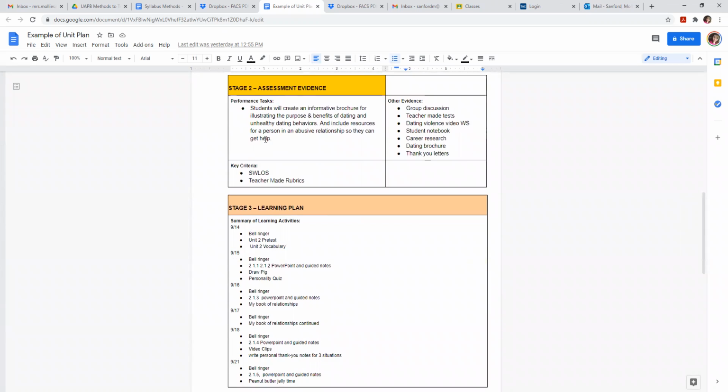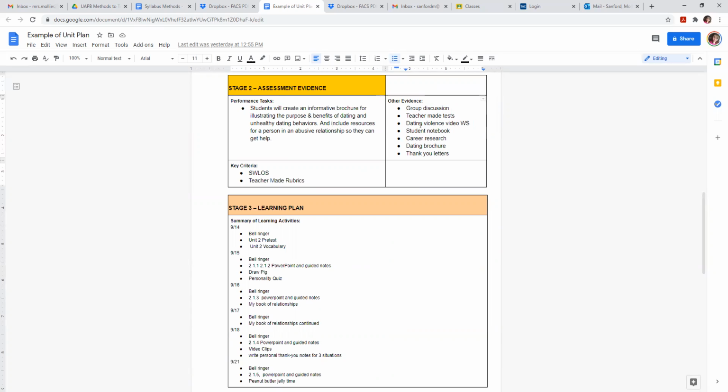Performance tasks, that's like a project you would have students do. Mine is students are going to make a brochure about the benefits of dating and unhealthy dating behaviors, and that's kind of like their biggest project for this unit.